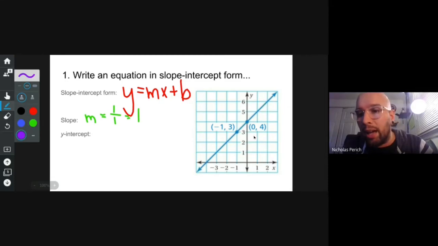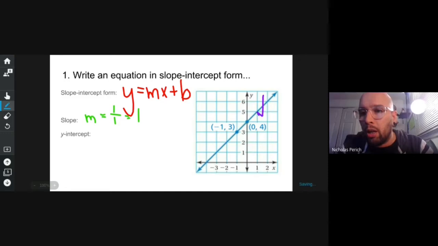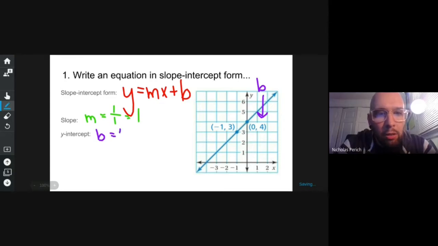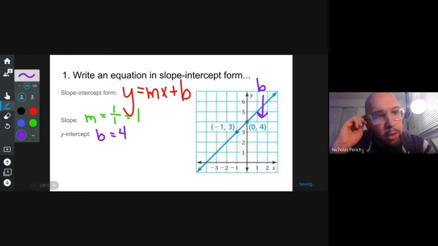My y-intercept is the point on the y-axis that my line crosses. So here's my y-axis. My y-intercept is, ooh, there it is, (0, 4). So my y-intercept, my b, is that 4.